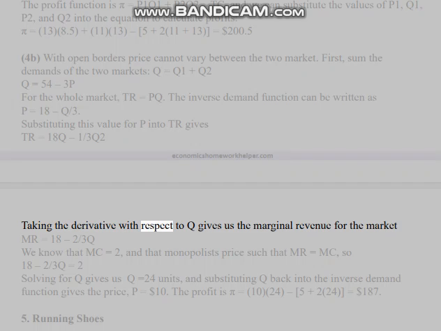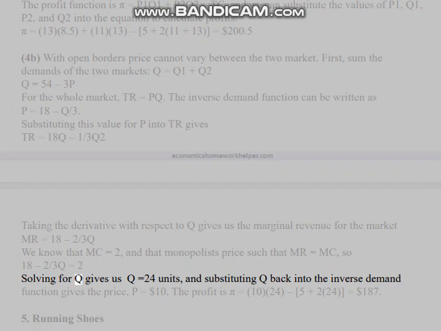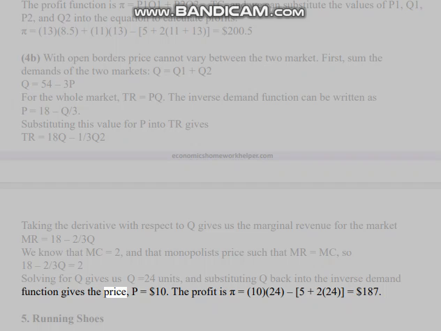Taking the derivative with respect to Q gives us the marginal revenue for the market: MR equals 18 − 2/3 Q. We know that MC equals 2, and that monopolists price such that MR equals MC, so 18 − 2/3 Q equals 2. Solving for Q gives us Q equals 24 units, and substituting Q back into the inverse demand function gives the price, P equals $10. The profit is pi equals 10 × 24 − (5 + 2 × 24), equals $187.